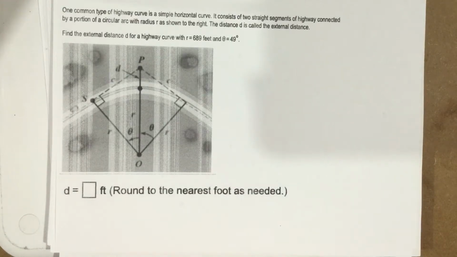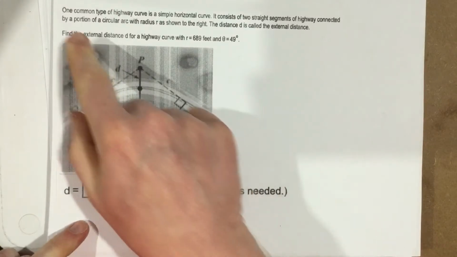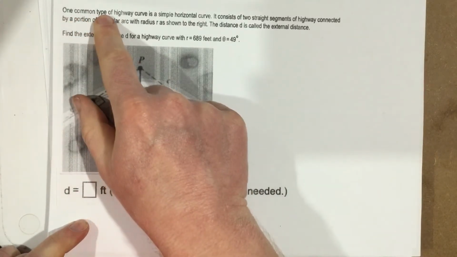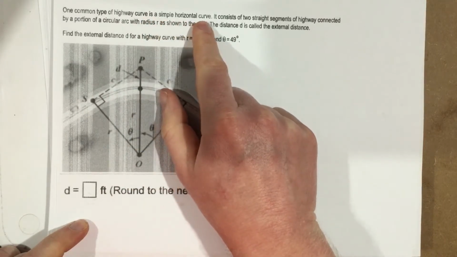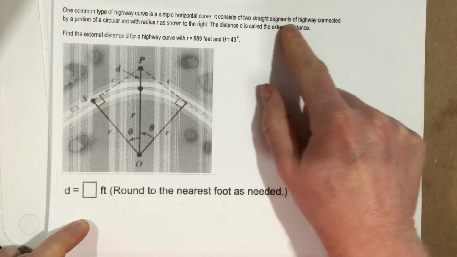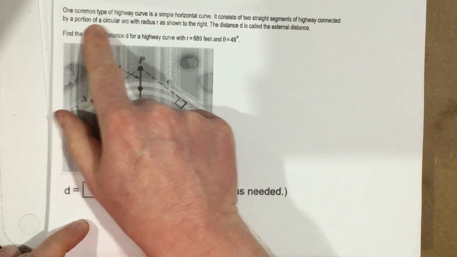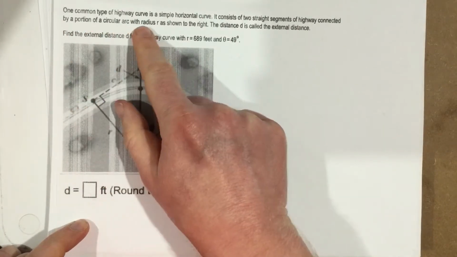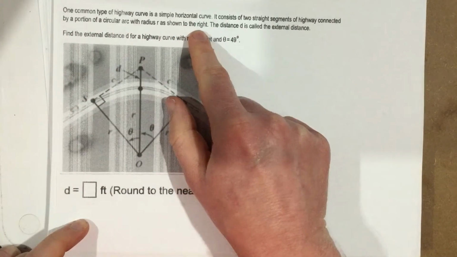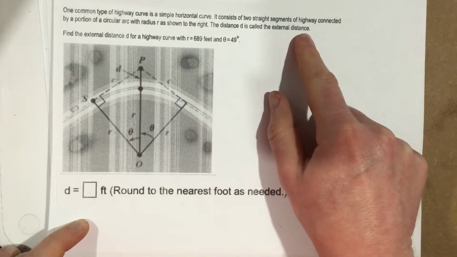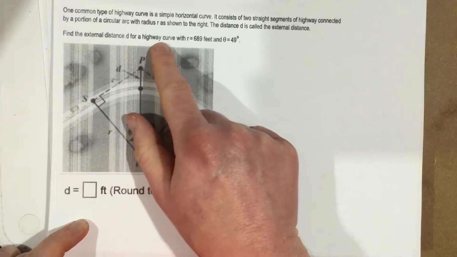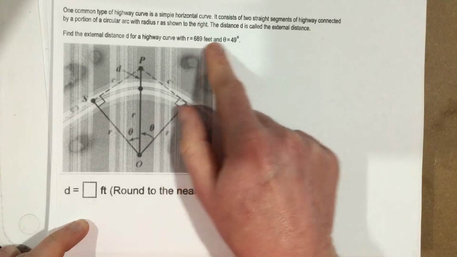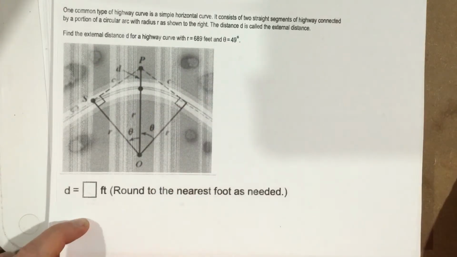This is problem number 5 from section 6.2. It says one common type of highway curve is a simple horizontal curve. It consists of two straight segments of highway connected by a portion of a circular arc with radius r as shown to the right. The distance d is called the external distance. Find the external distance d for a highway curve with r equals 689 and theta equals 49.